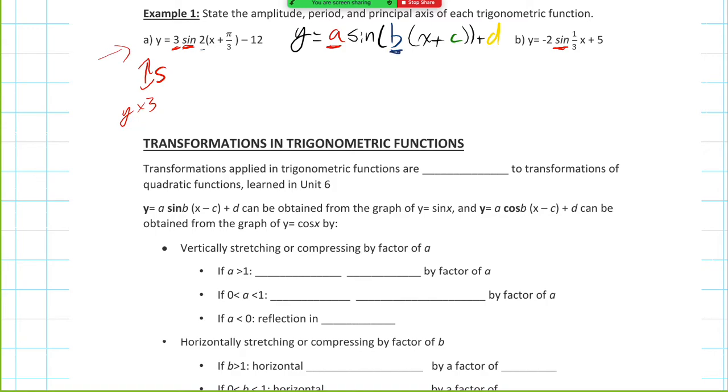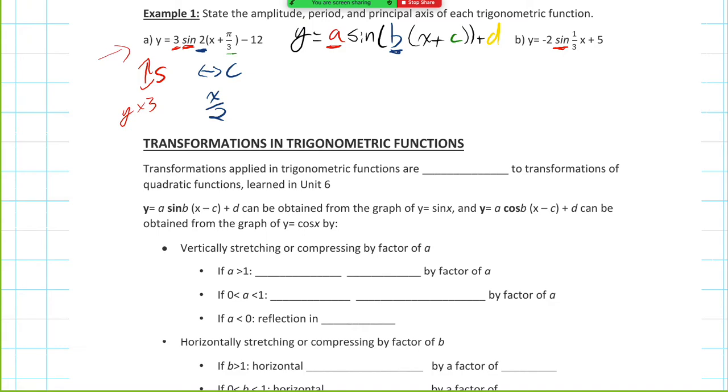Our b value happens to be the number 2 in this case. So this is actually going to make a horizontal compression by a factor of 2, and you're going to be taking the x value and dividing it by 2. So it's going to happen more frequently. That's what the division happens to look like.